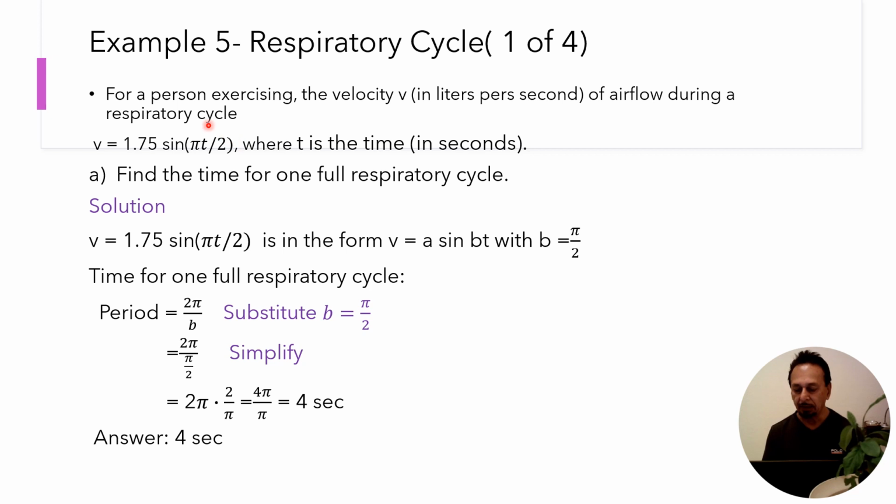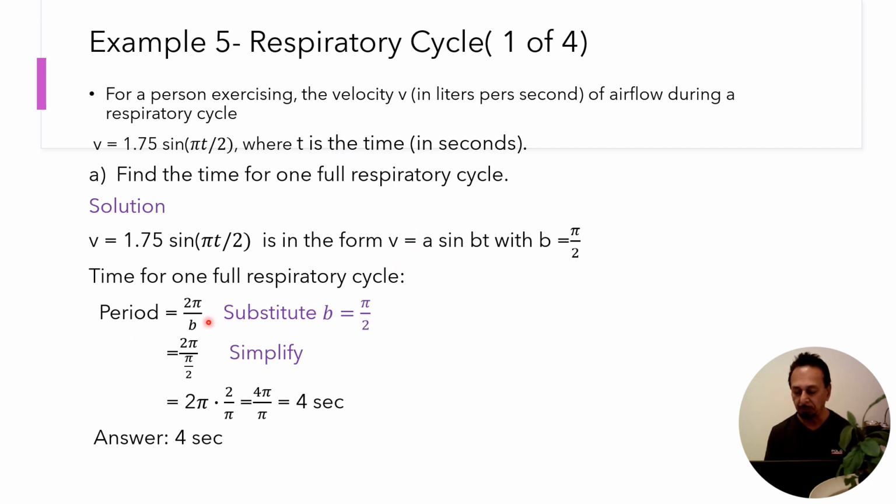So example 5. For a person exercising, the velocity v in liters per second of airflow during a respiratory cycle is given by this formula, v equals 1.75 sine of pi t over 2, where t is the time in seconds. So first we're going to find the time for one full respiratory cycle. Basically we're looking for the period, okay?